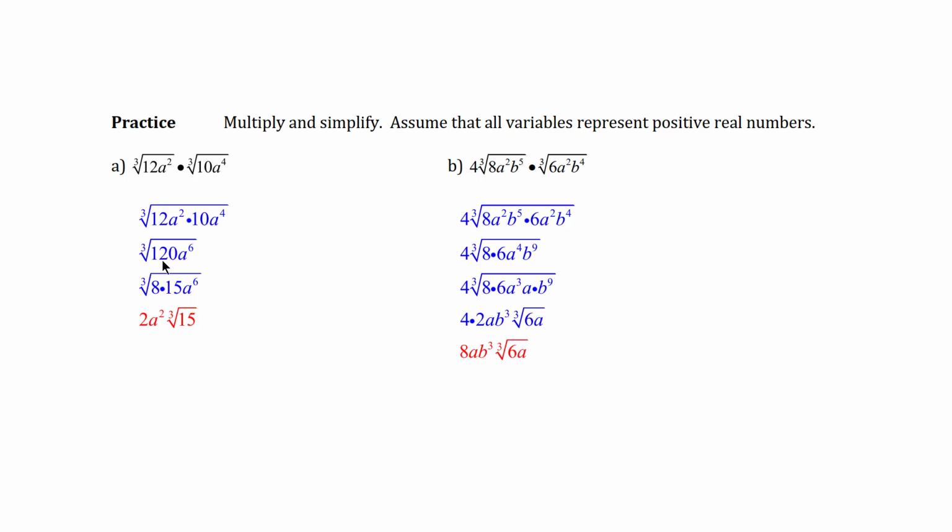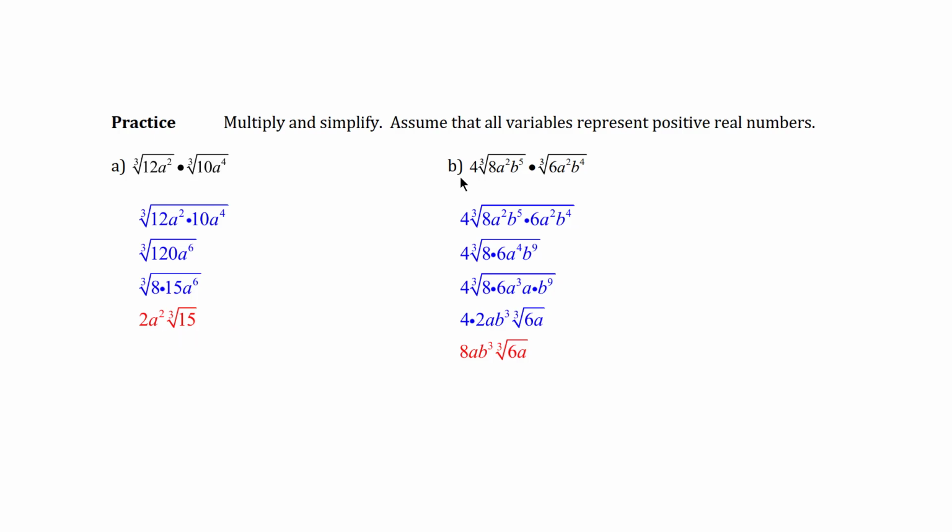Next, I rewrote 120 as a product of two numbers where one number is a perfect cube. So I have the cube root of 8 times 15a to the 6th power. Next, we take the cube root of 8, which is 2. The cube root of a to the 6th power is a squared, and then we bring down the cube root of 15. Our final answer is 2a squared times the cube root of 15.